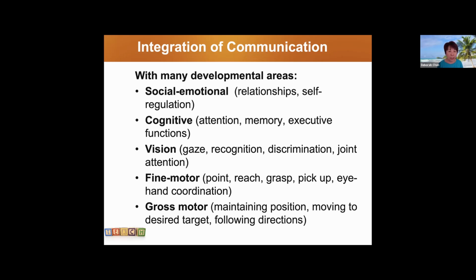If the child has vision, he may be using gaze, recognition, discrimination of objects, people, and activities, as well as joint attention, sharing a gaze with another. The child may be using fine motor skills to point, reach, grasp, or pick up an item, and other eye-hand coordination skills. The child may also use gross motor skills to maintain an upright position, or a standing position, or balance, or move to a desired object, and to follow directions.